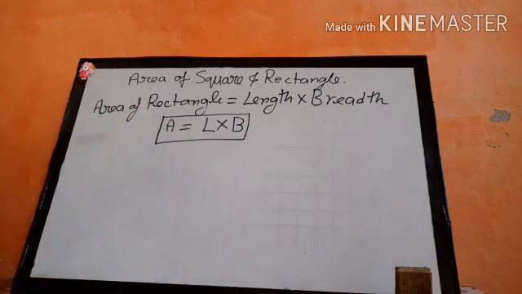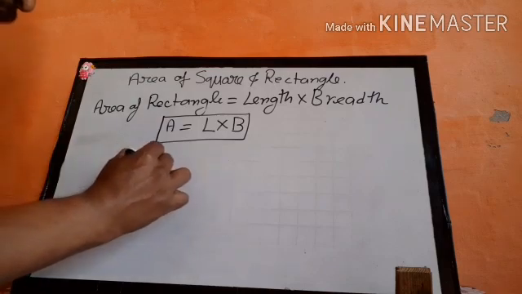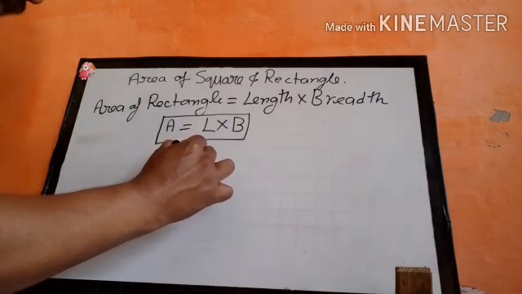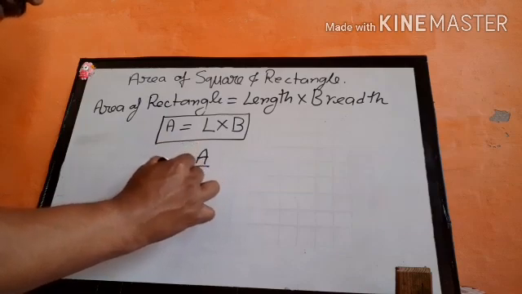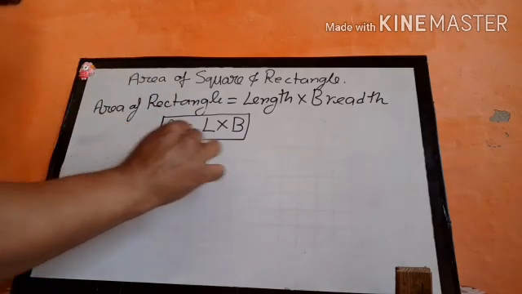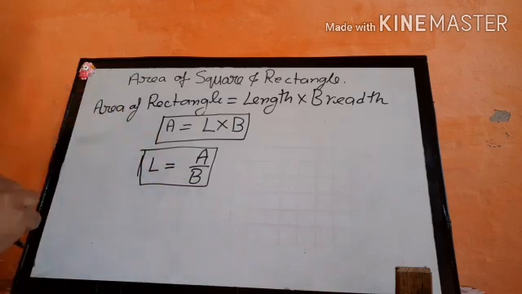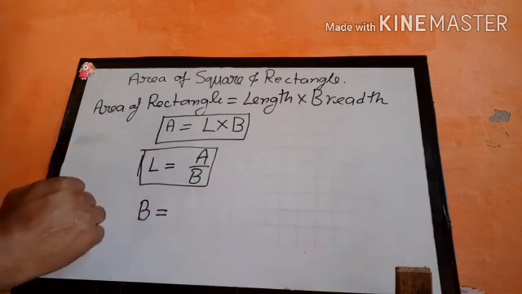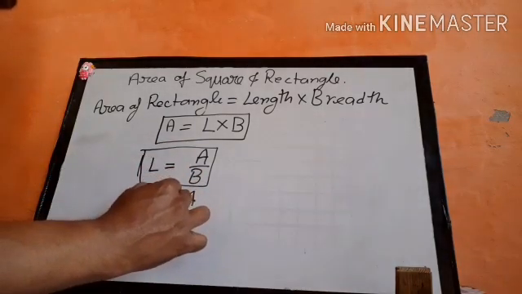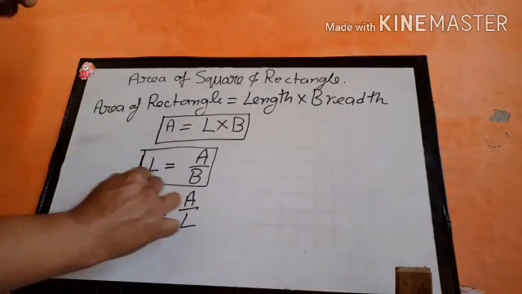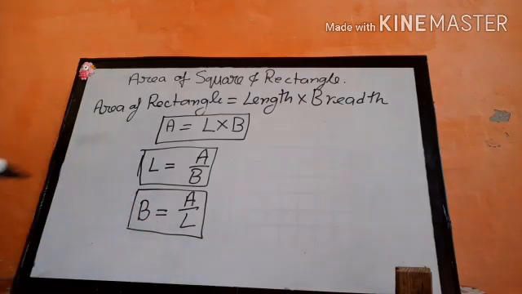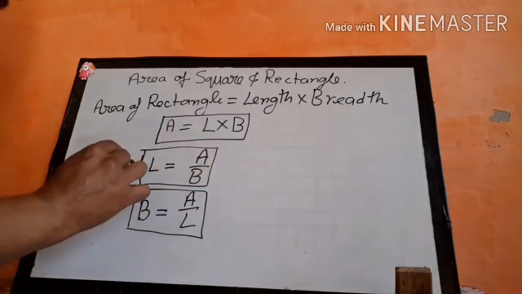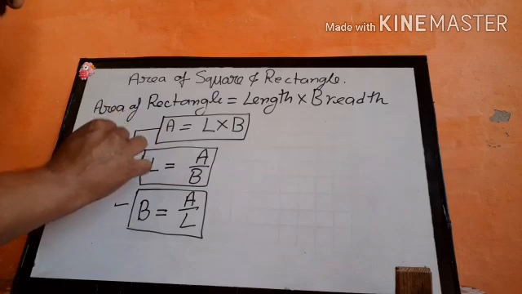So with the help of this formula, we can also calculate, if you want to calculate the length of the rectangle, then you can divide the area by its breadth. So you will get the length of the rectangle. And if you want to calculate the breadth of the rectangle, then divide the area of the rectangle by its length. Right? So here I have derived two formulas with the help of this formula.